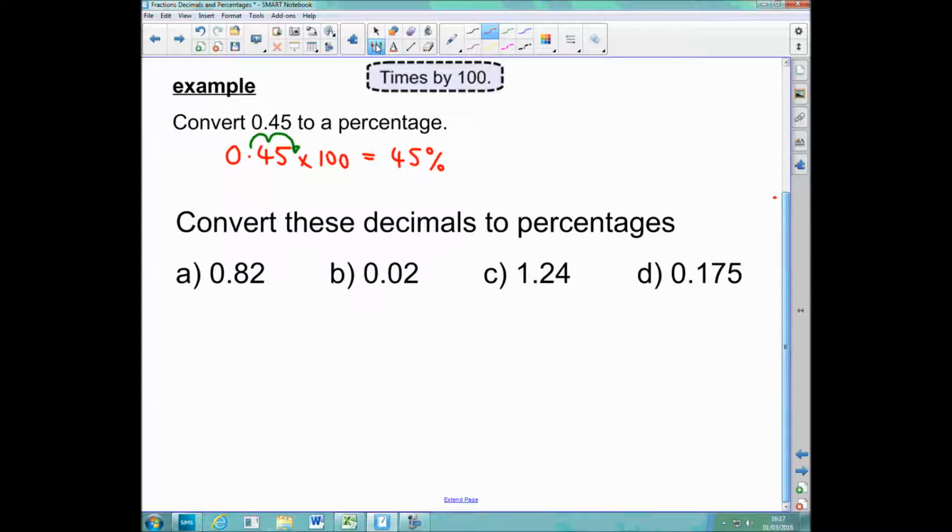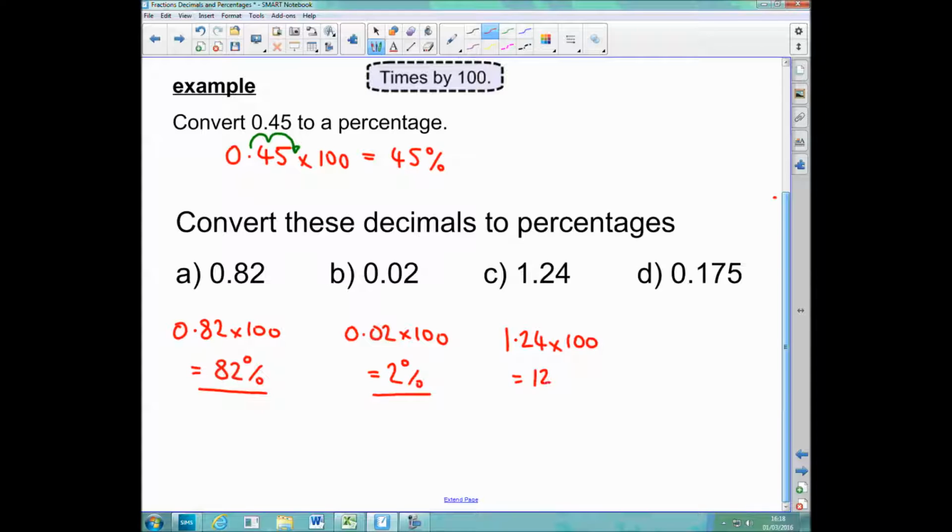Firstly, 0.82. Remember our method is to times by 100. So timesing this by 100 gives us 82%. The next one, 0.2 times 100. This time it will give me just 2%. Okay, so 1.24 times 100 is going to be 124%. So as you can see here, we can have percentages over 100. It just means that the thing you started with is going to be bigger.